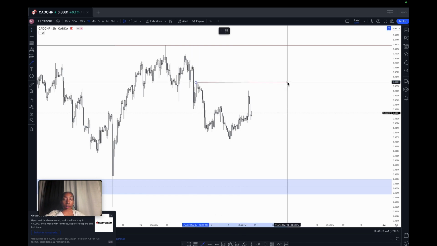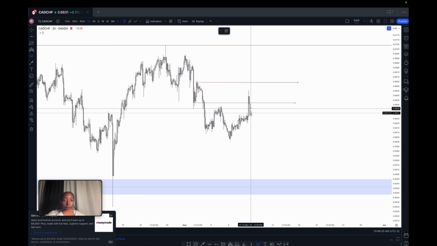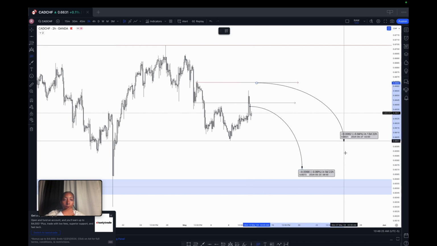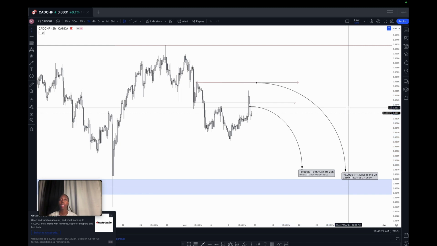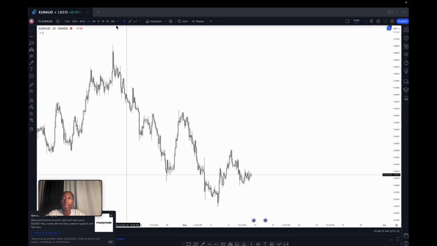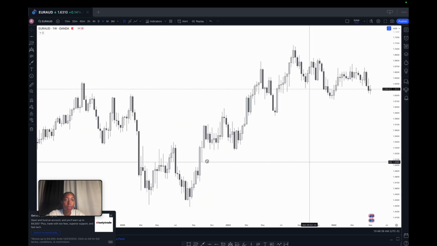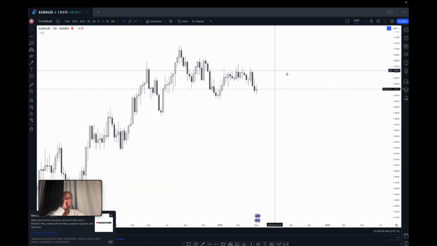We have one level, and then we have two levels. Plan A, plan B. So what we can see is a sell-off from right here, or we could see a sell-off from up here. So that's that pair. Let's go over EA, right? So let's go to the weekly time frame. Is this the right shoulder?